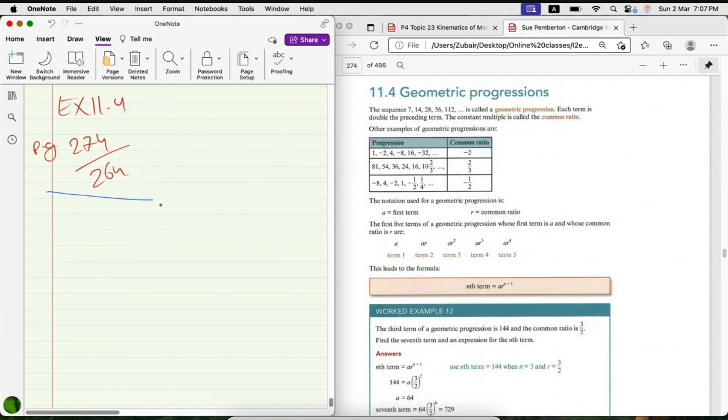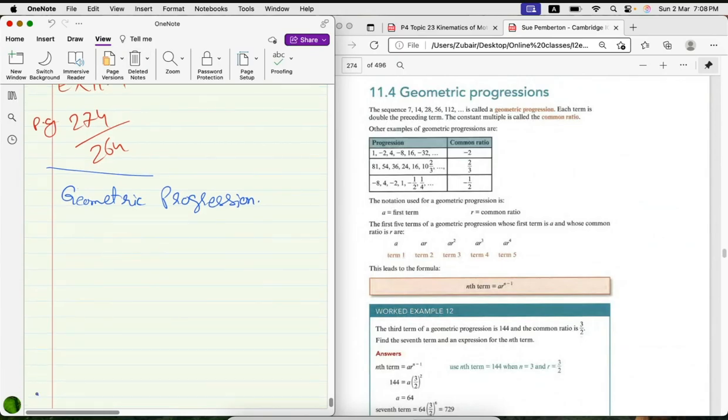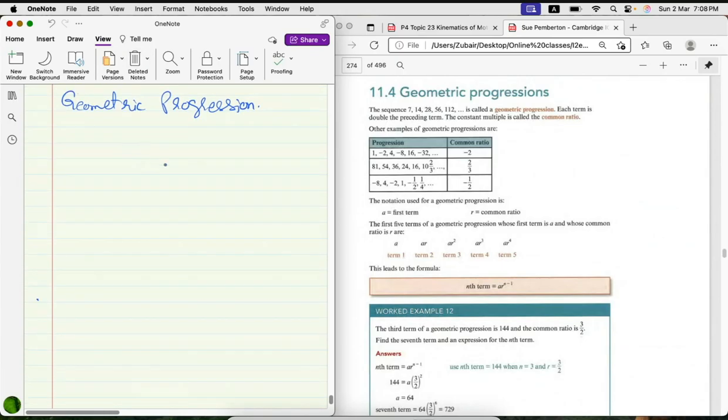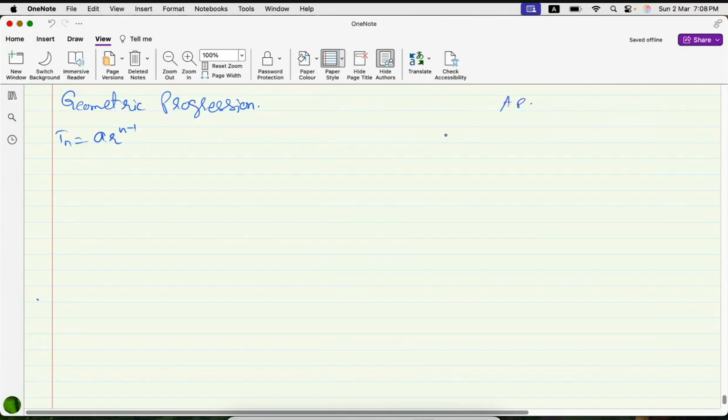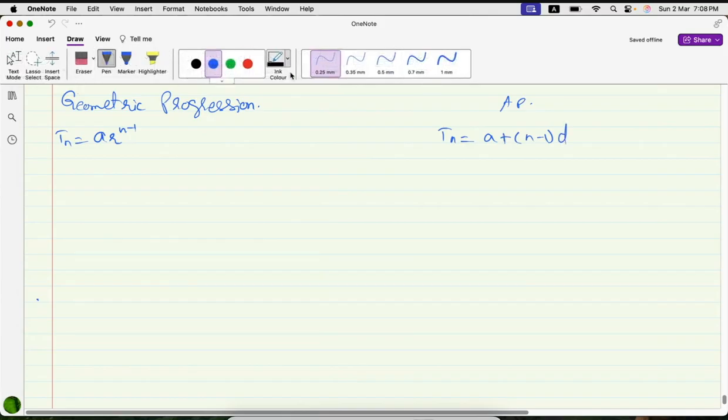Okay, this is geometric progression. So the nth term is a r raised to power n minus 1. Previously, for AP, it was Tn is equal to a plus n minus 1 into d. Just for comparison, I'm writing this.